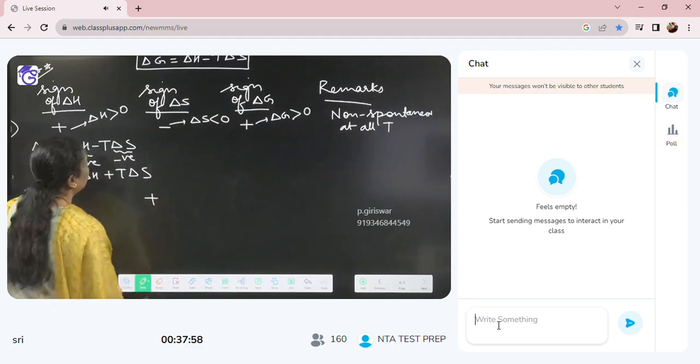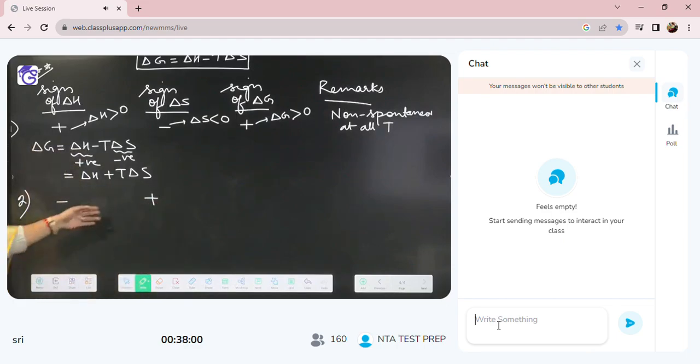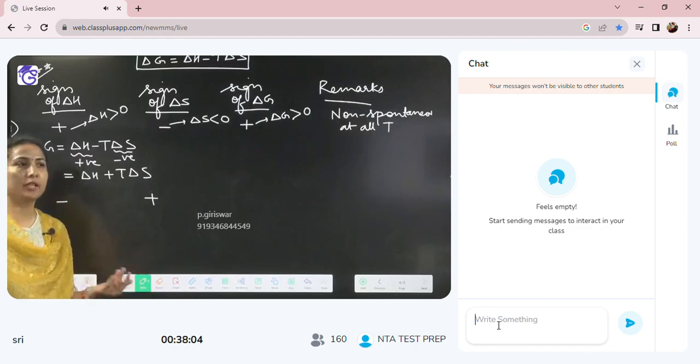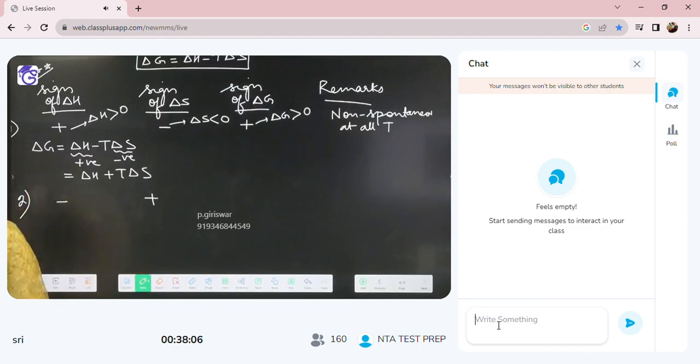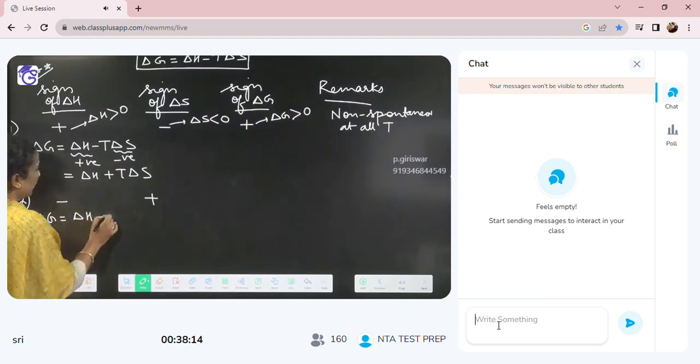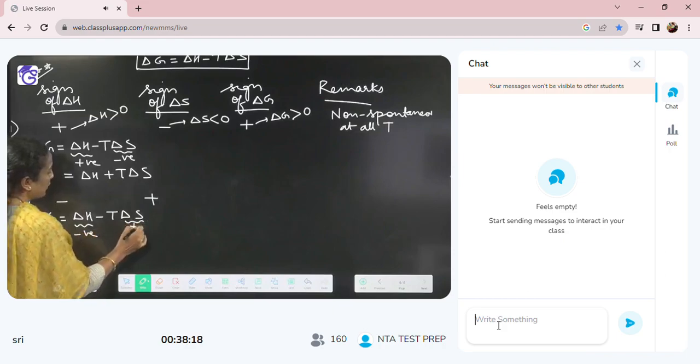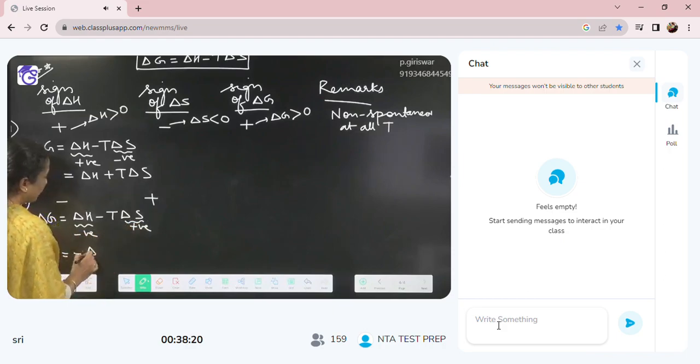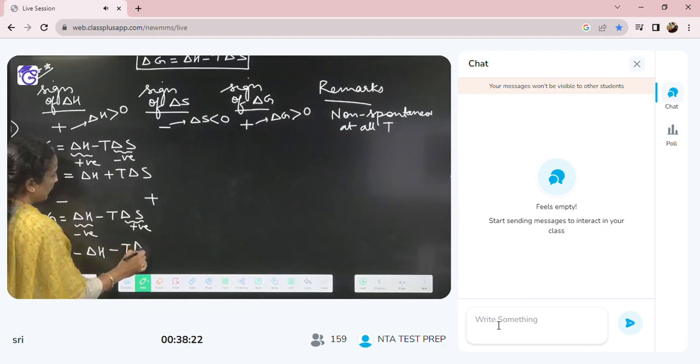Then I'll be taking the reverse condition here, and I'm not going to write down every time delta H negative. That means delta H less than 0. Delta H positive means delta H greater than 0. You must be able to understand that, okay? Delta G is equal to delta H minus T delta S now. This is negative, this one is positive. Will I be able to get this as minus delta H minus T delta S?